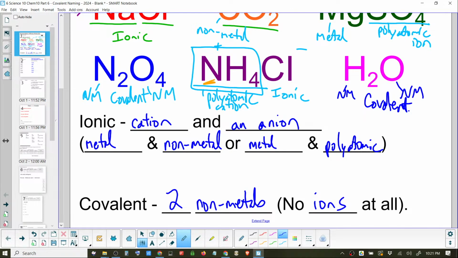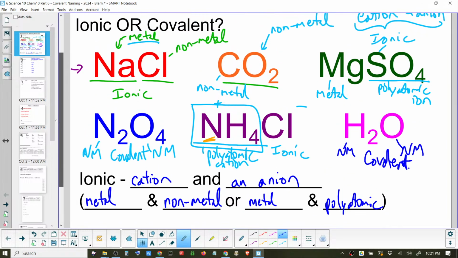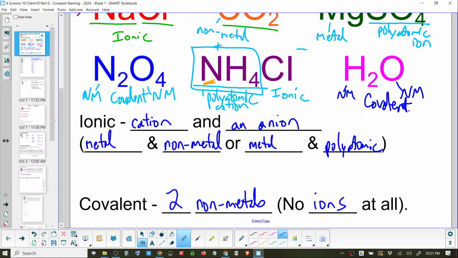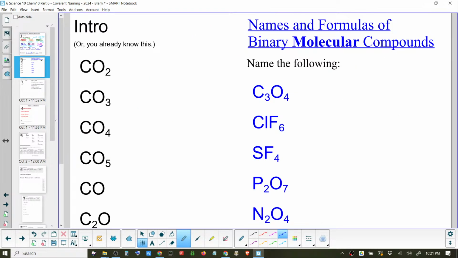So in this section, learning to distinguish metals and non-metals and when they're combined, so we can distinguish ionic and covalent. Ionic is how we've been naming things up until now. Covalent, which is all non-metals, is what we're going to use to do our naming with binary molecules. You actually already know this system.